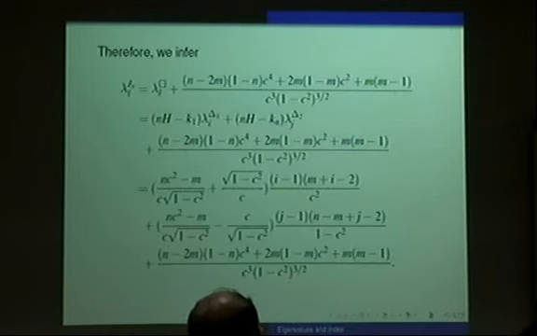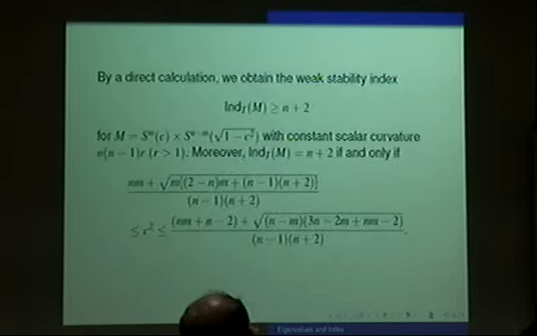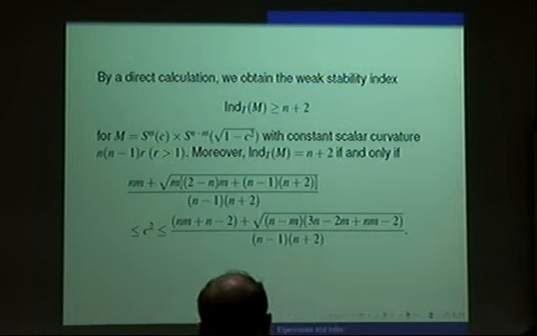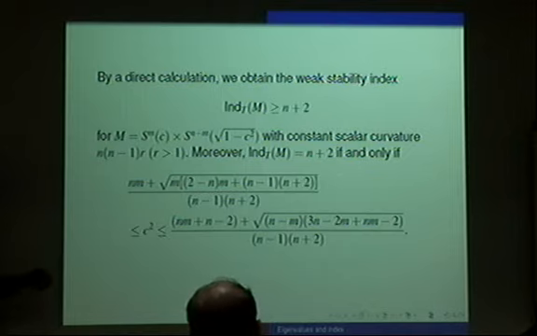So therefore we have this one. Here the Laplace one means the first eigenvalue of the Laplacian. This is the second. So by a direct computation, we obtained that the weak stability index of the Clifford torus is not less than n plus 2. Here we assume that the small r is greater than 1. Moreover, the weak stability index is equal to n plus 2 if and only if c square satisfies this equation.